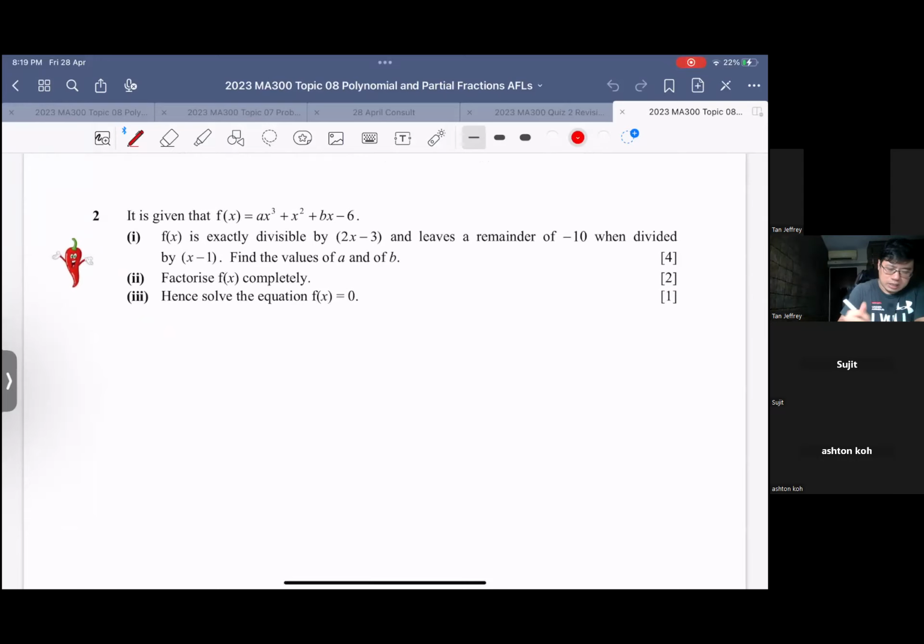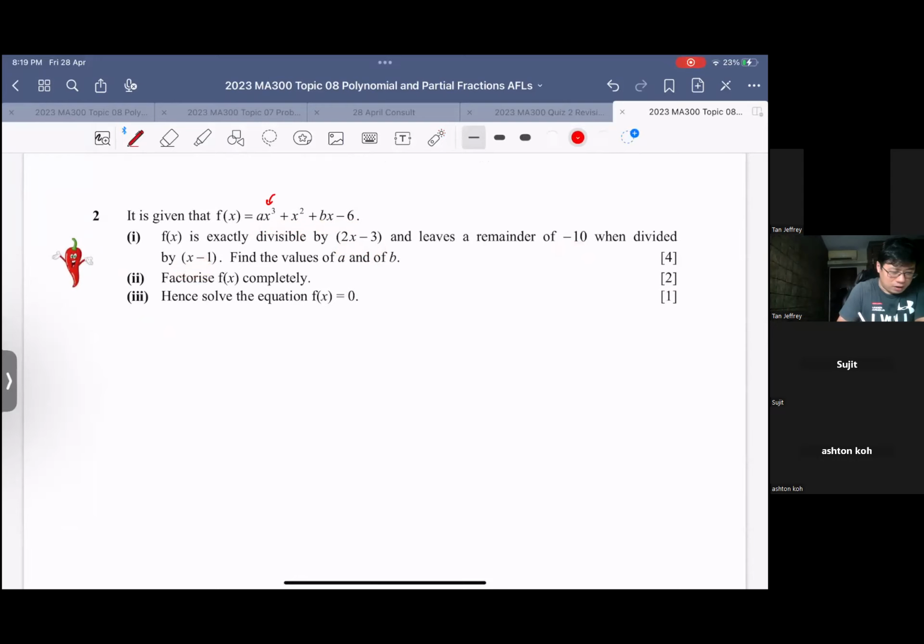So this one says, okay, f(x) is ax cubed plus ax squared plus bx minus 6, is exactly divisible by 2x minus 3 and leaves a remainder. Is part 1 okay with you or not okay? It's simultaneous equations, right? Correct, simultaneous. Oh, okay, you know how to do it.